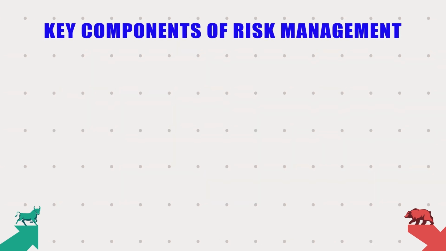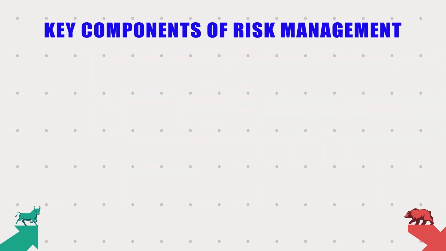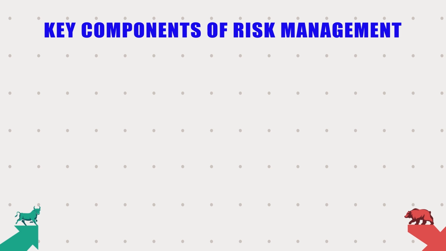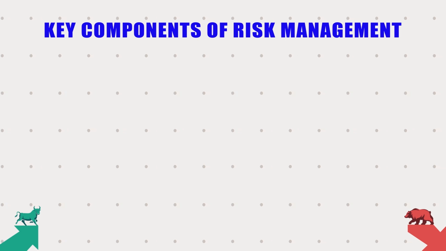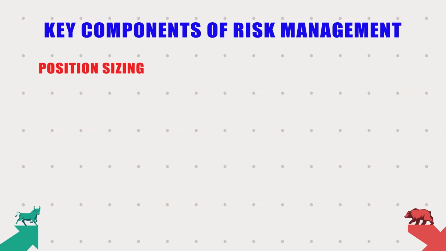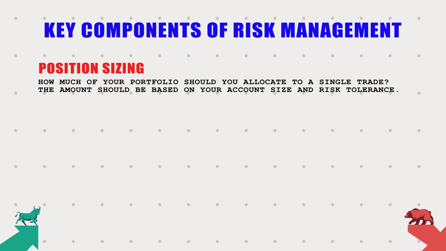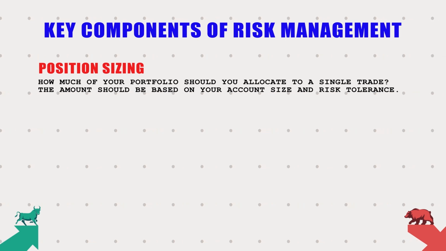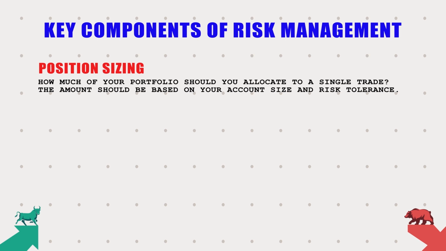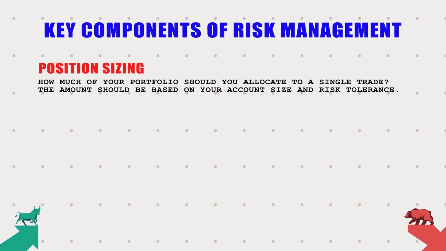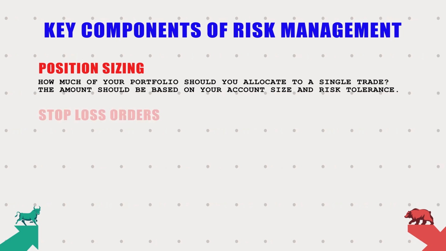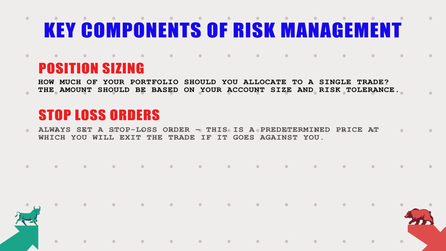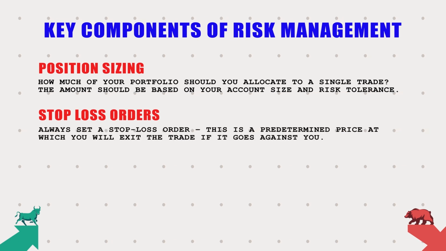So, how do you implement risk management effectively? Let's explore the key components you need to master. 1. Position sizing. How much of your portfolio should you allocate to a single trade? The amount should be based on your account size and risk tolerance. The more you risk on each trade, the greater your chance of significant losses.